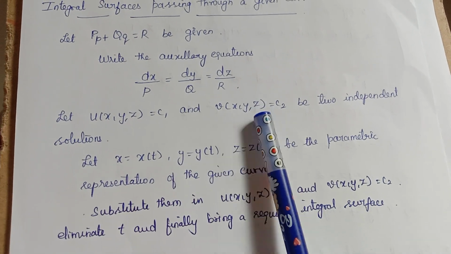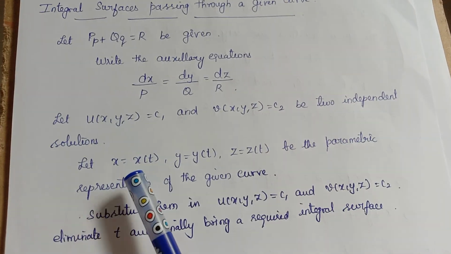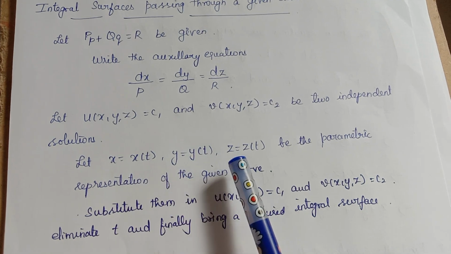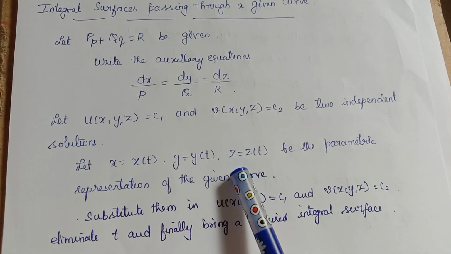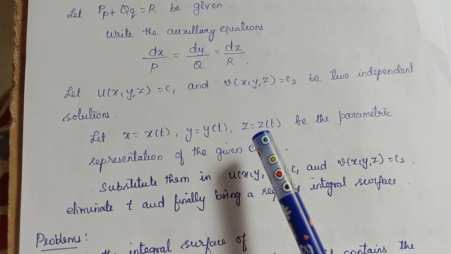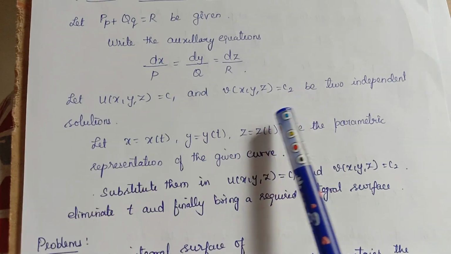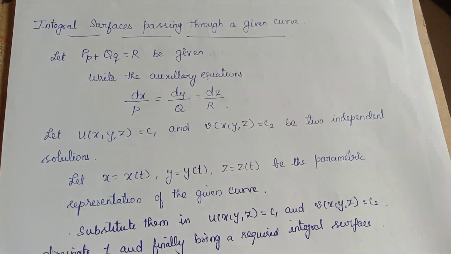After finding the solution, one curve will be given in the question. For that curve, you write the parametric equation: x equal to x of t, y equal to y of t, and z equal to z of t, where t is the parameter. You write the parametric representation of the curve. Then using this parametric representation, we eliminate the constants c1 and c2 from the solution. That will give you the integral surface passing through the given curve.